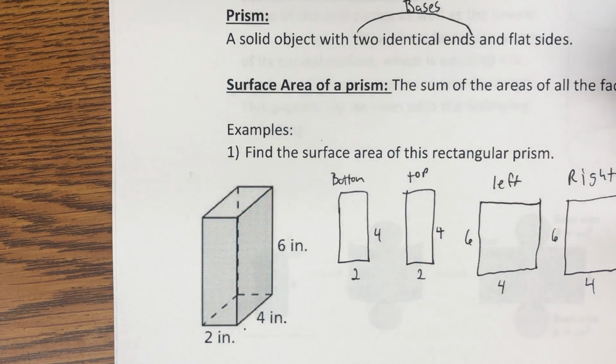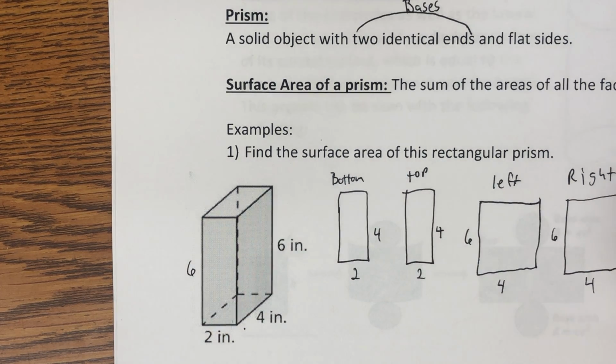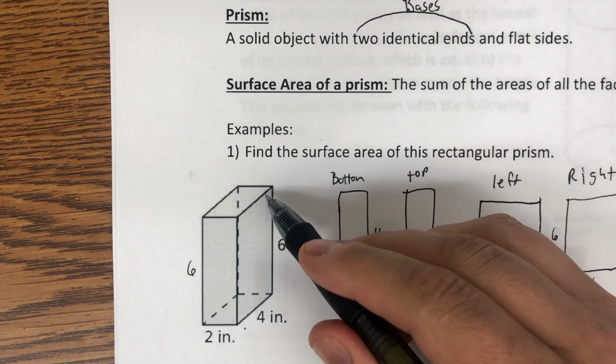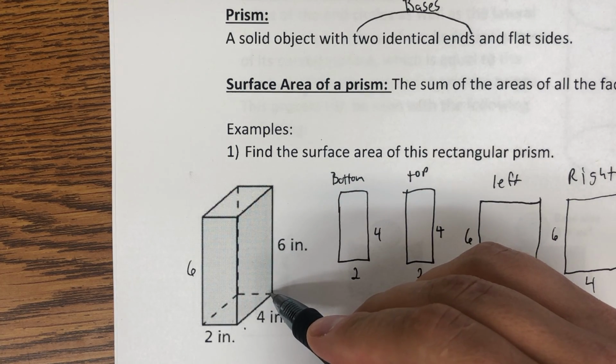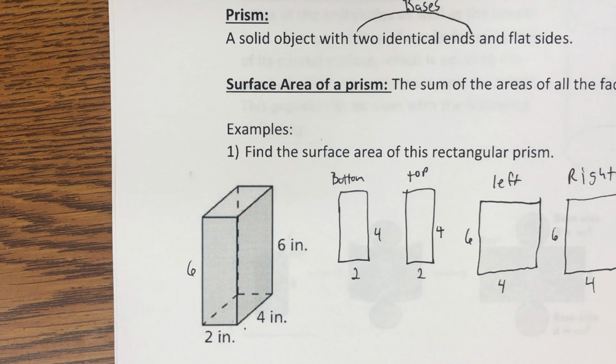Now I still have the front and the back. The front dimensions are 2 by 6. Since this piece is 6, these are identical. This one's also 6. And the back is also 2 by 6.